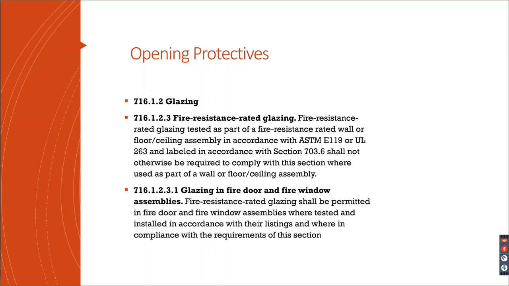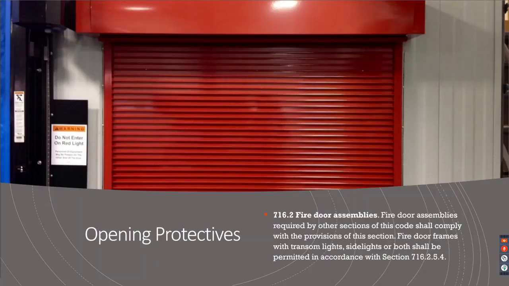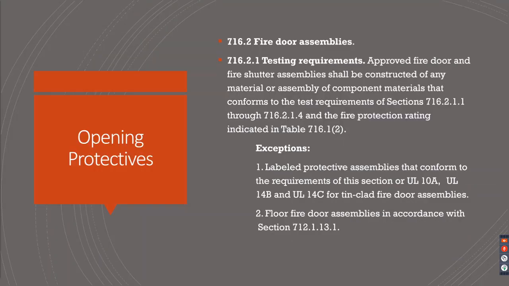Glazing in fire door and window assemblies. Fire resistance rated glazing shall be permitted in fire door and fire window assemblies where tested and installed in accordance with their listing and where in compliance with the requirements of this section. Fire door assemblies required by other sections of this code. Again, the other parts of the code tell you you're going to need it. This one tells you how. If you have these, they shall comply with the provisions of this section. Fire door frames with transom lights, side lights, or both shall be permitted in accordance with 716.2.5.4. If it was tested and listed, it can be used.